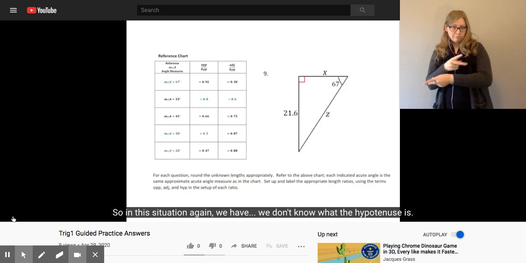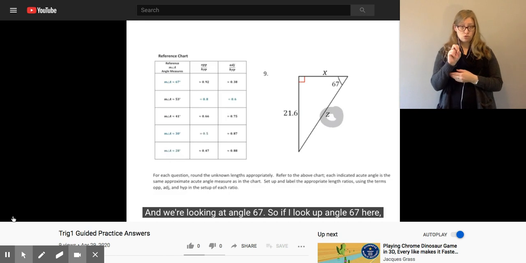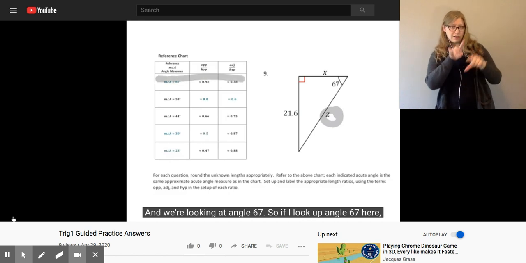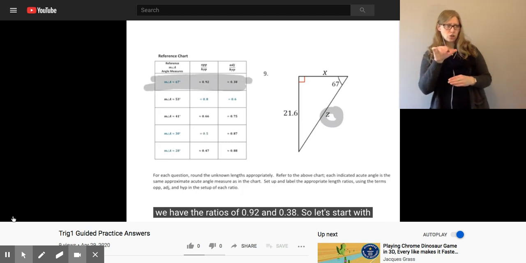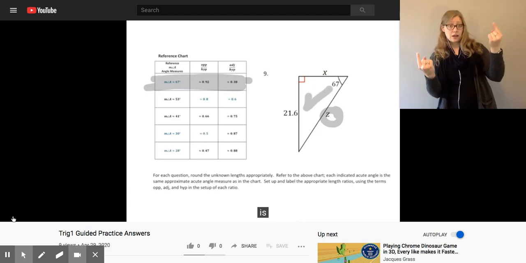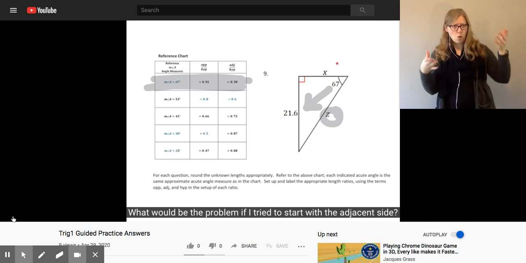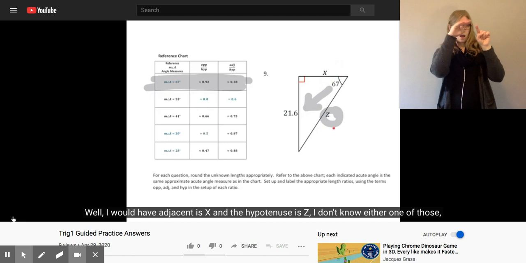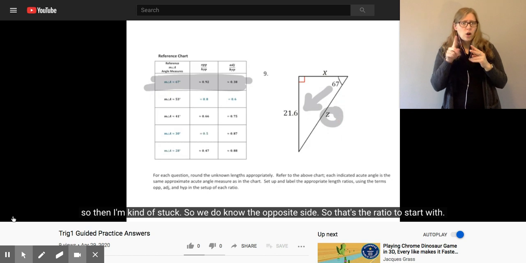So in this situation, again, we don't know what the hypotenuse is, and we're looking at angle 67. If I look up angle 67 here, we have the ratios of 0.92 and 0.38. So let's start with the opposite side, because we know the opposite side here is 21.6. What would be the problem if I tried to start with the adjacent side? Well, I would have adjacent is x and the hypotenuse is z. I don't know either one of those. So then I'm kind of stuck. So we do know the opposite side, so that's the ratio to start with.